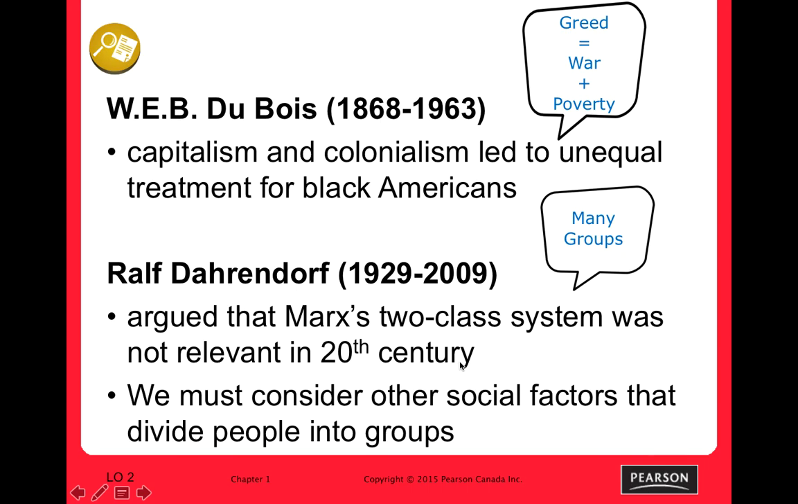Ralph Dahrendorf, he was one of the first people to come out and say, all right, look, we have a strong idea of Marx's two-class system, but it's not really relevant to the 20th century anymore. And we need to consider that other social factors also divide people into groups. He thought that Marx's work didn't fit any longer in this new post-capitalist society. So instead of focusing only on property ownership as the definitive social distinction, he recognized that other social factors divide people into groups. Essentially, he kick-started Marx's theory into something that modern sociologists could adapt and continue to be inspired by, which is super important.